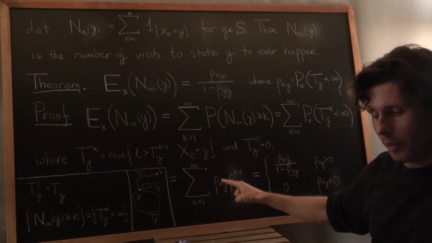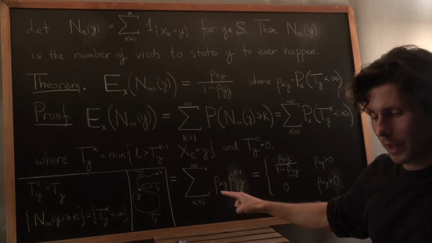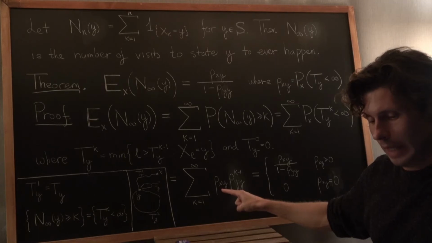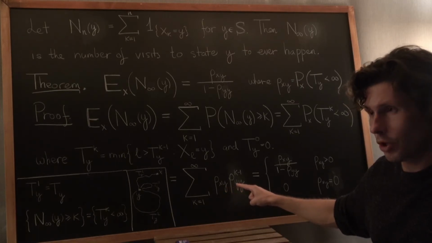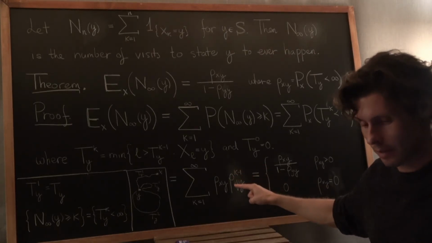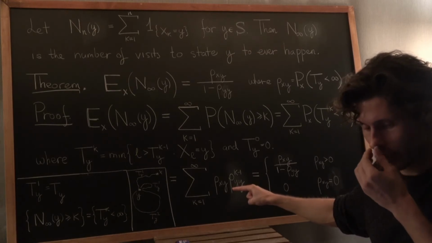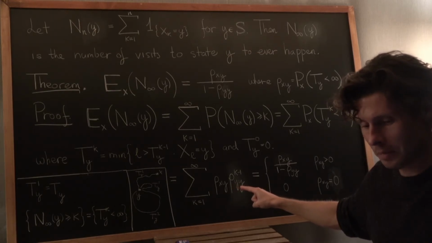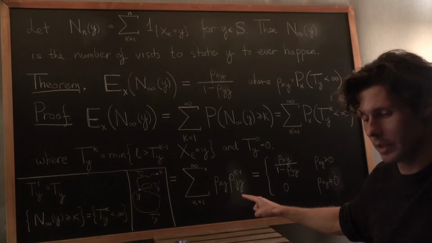First comes the probability that we've reached y from x in a finite amount of time, and it's multiplied by returning to y in a finite number of steps k minus 1 times, right? This is, if these trips are independent, and this is something that's not the easiest to justify, but it is very intuitive.